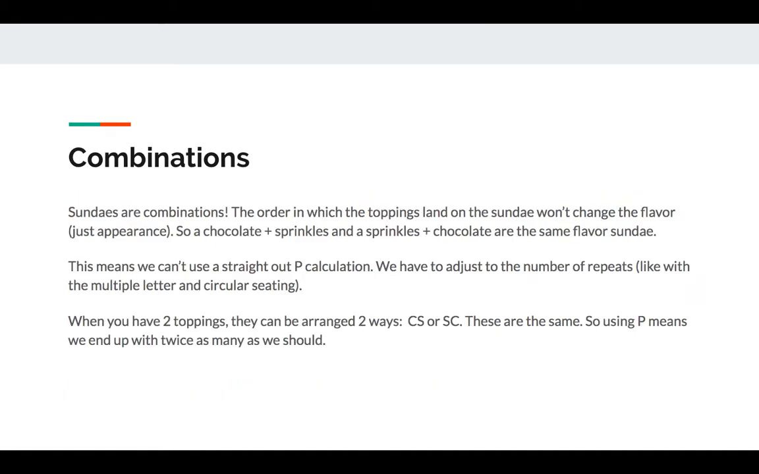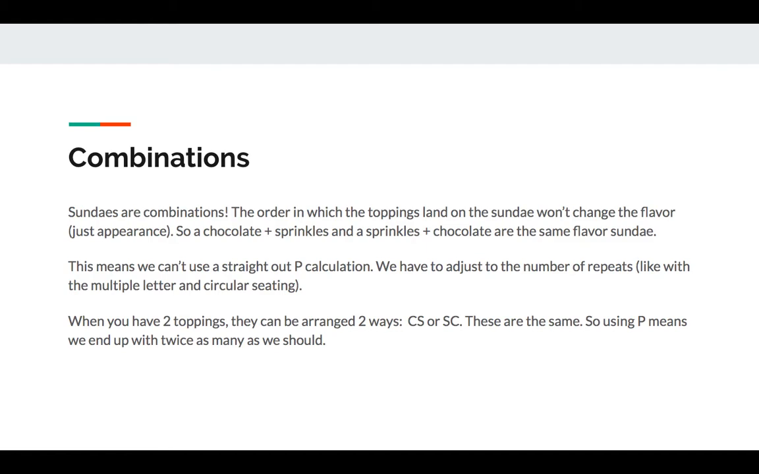Well, that's the big problem here, sundaes are combinations. The order in which the toppings land doesn't change the flavor, it just changes the appearance, and so we end up counting things too many times. So we can't use the straight out P permutation calculation. We have to adjust for that repeat thing. Just like the multiple letters and circular seating, we have to adjust for the fact that once we don't care about order, the repetition can be a problem.